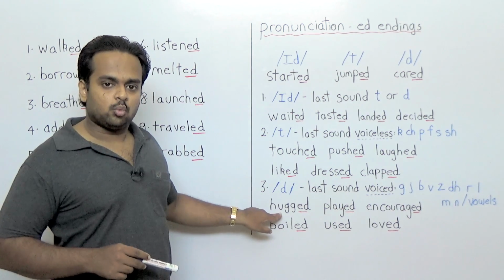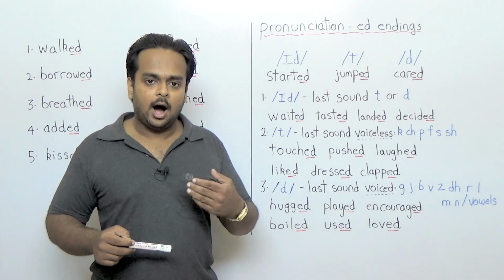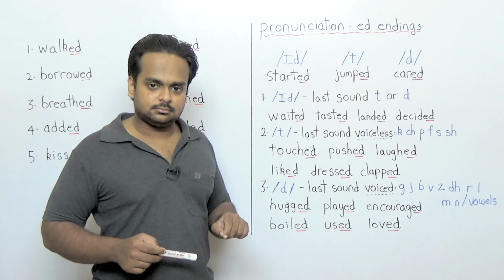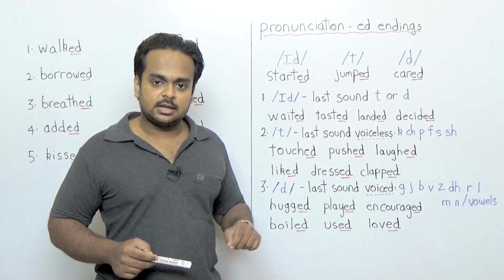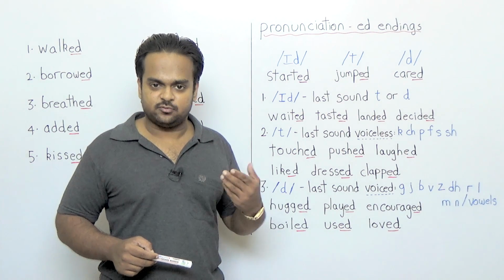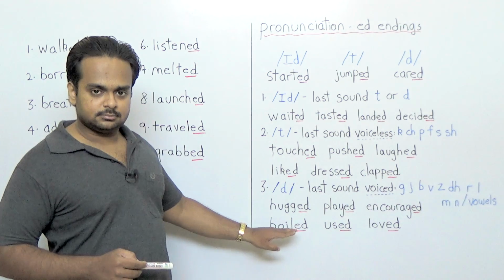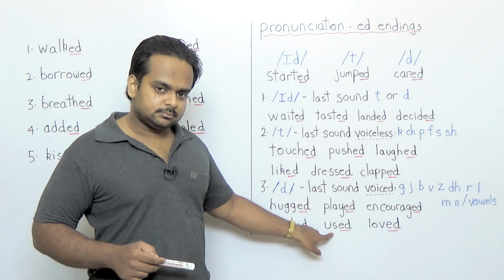Hugged. In the word hug, the last sound is g, so hugged, hugged. Played, played. Encouraged. Here the last sound is j, which is voiced, so encouraged. Boiled. What about this word? How would you pronounce it?